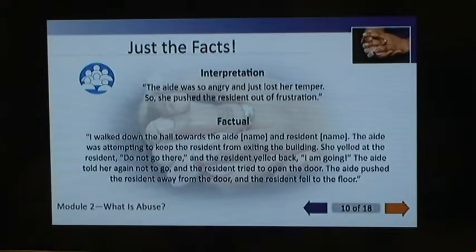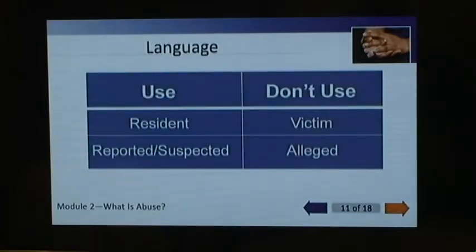Just factually: I walked down the hall toward the aide and the resident. The aide was attempting to keep the resident from exiting the building. She yelled at the resident, "Do not go there," and the resident yelled back, "I'm going." The aide told her not to go. The resident tried to open the door. The aide pushed the resident away from the door. The resident fell to the floor. That's a factual statement of what occurred instead of your interpretation. So it's important to do that.